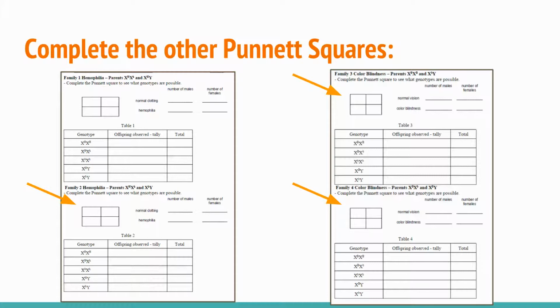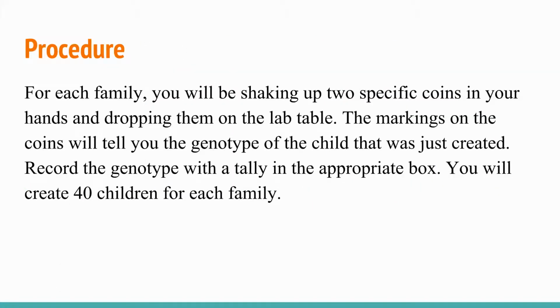pennies. Now for the pennies, we usually keep them over the turtle in the cabinet, so you'll need pennies and masking tape. So the general procedure is for each family, you will be shaking up 2 specific coins in your hands and dropping them on the lab table. The markings on the coins will tell you the genotype of the child that was just created. You're going to record the genotype with a tally in the appropriate box. You'll create 40 children for each family, so that's tossing the pennies 40 times.